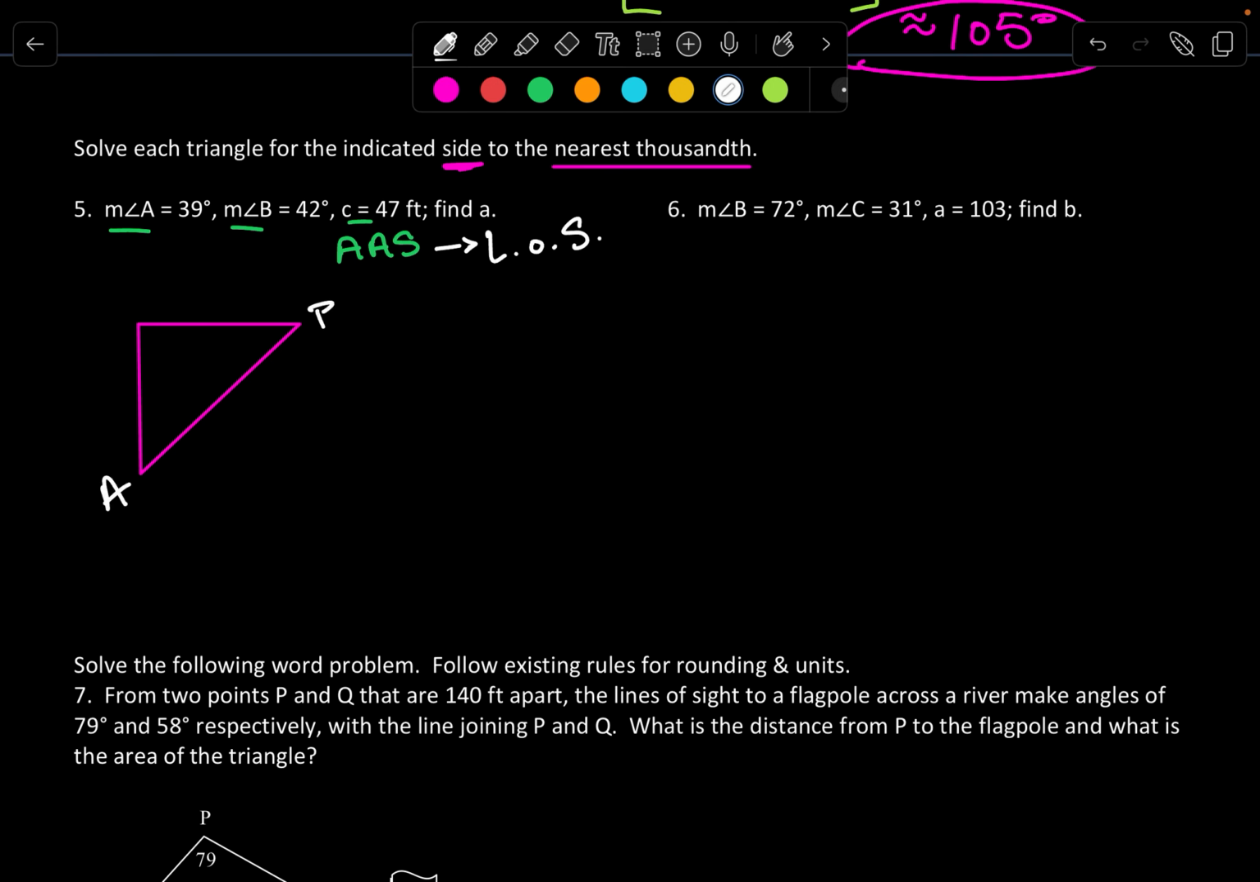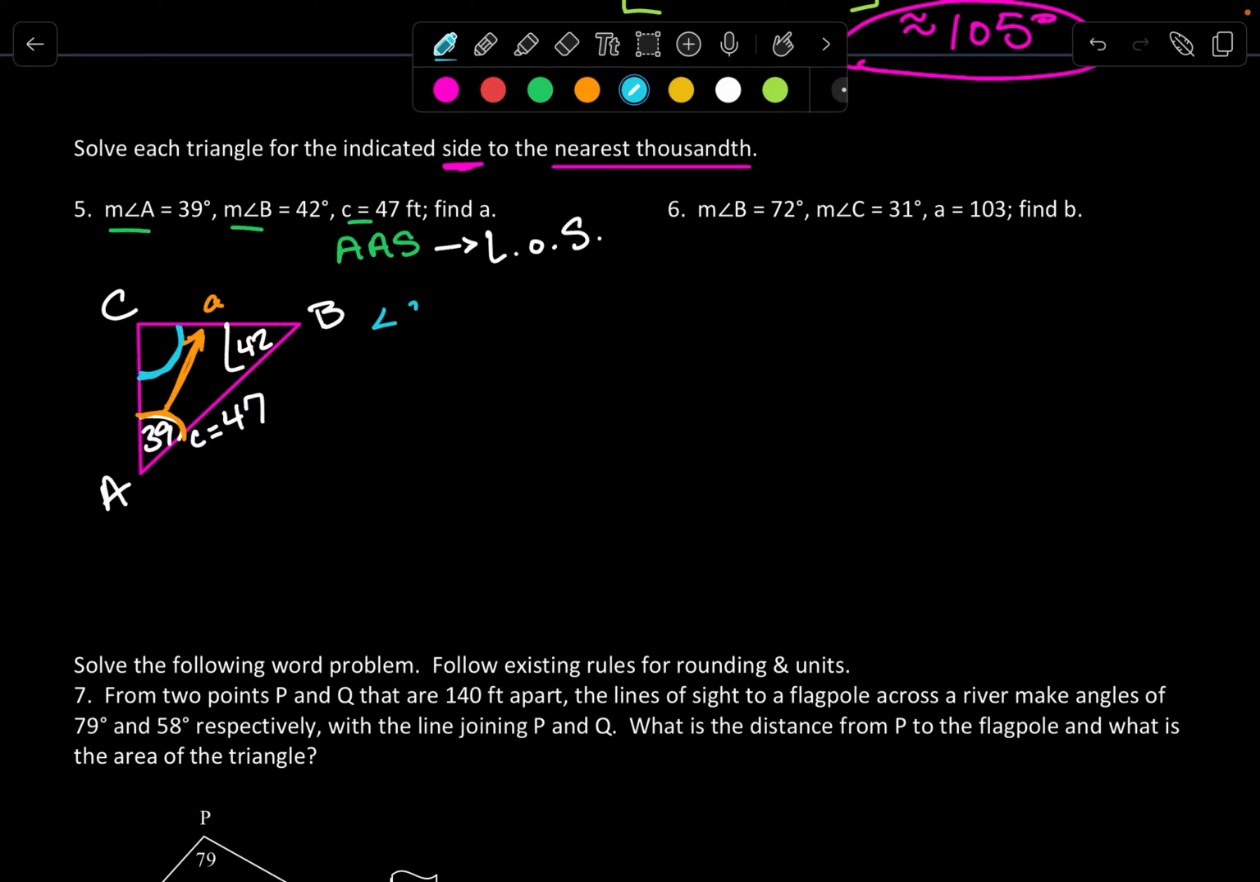I'm going to do A, B, C. I'm going to show that c is 47. That's little c. Big B is 42. Little a is 39. So essentially what I'm looking for is this side over here. Now, to use the law of sines, I need an angle-side combo. And right now, I don't have any angle and side combos. But if you remember from geometry, I can find this third angle.